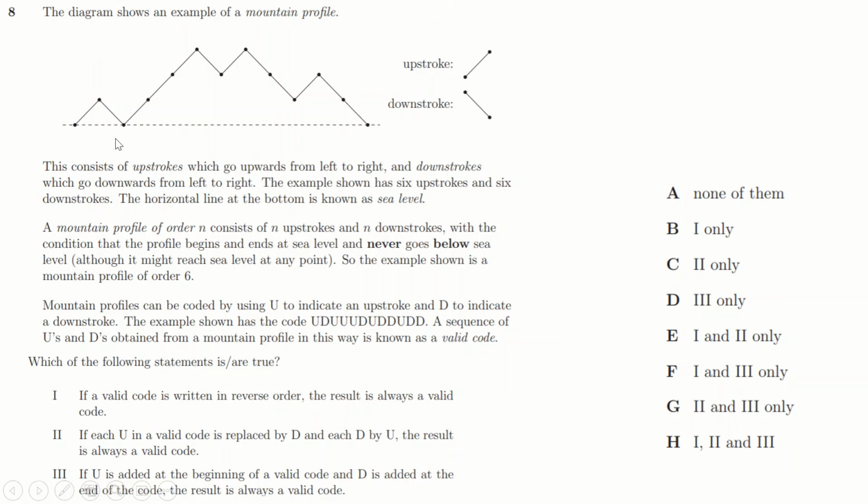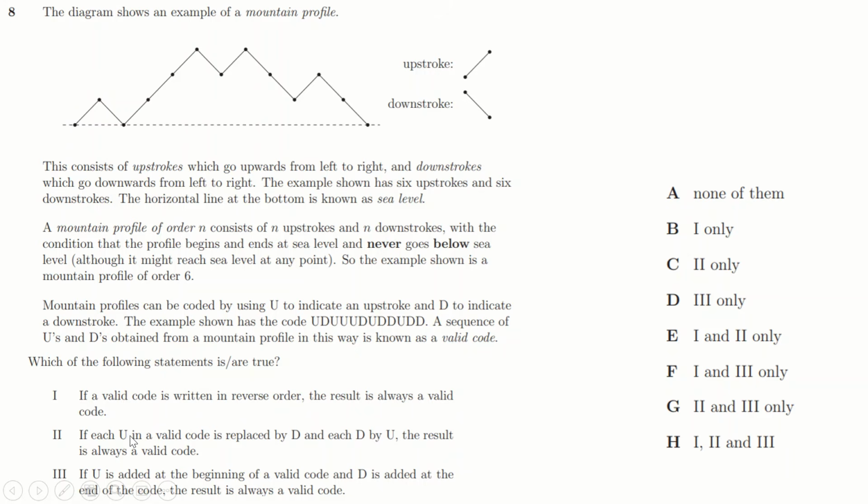So that's the rule, you're not allowed to go below, and you also have to be at the same place as you start and finish, horizontally speaking. If a code is written in reverse order, it's a valid code. Well, this ends with a down, so if I do this in reverse, I'm going to start with a down. And I'm not allowed to start with a down because that puts me below the profile. So that is not true. Oh, spoilers, I was meant to cross that out.